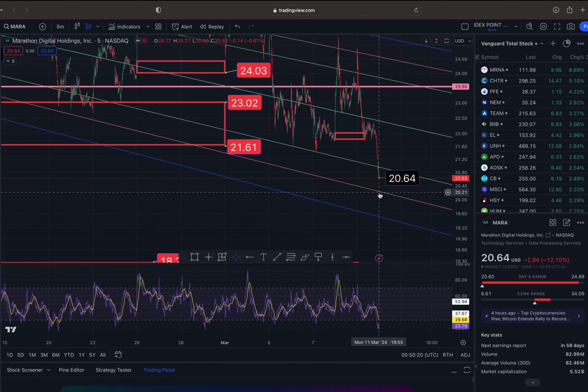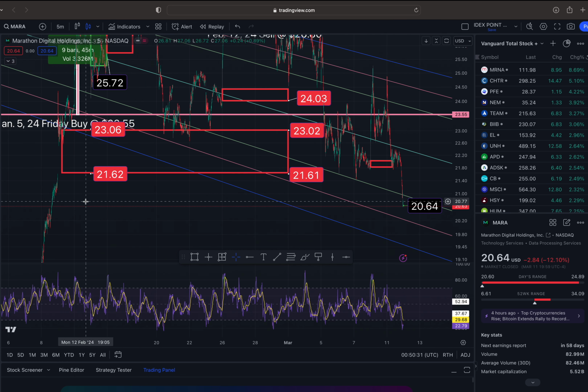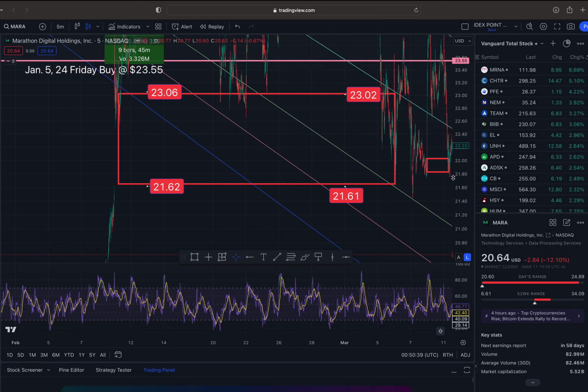Now to the south side, -3 standard deviations and another level of support, 20.21 and 19.53. Looking left, note the gap that I had previously talked about closed right there. But let me just clean this up.